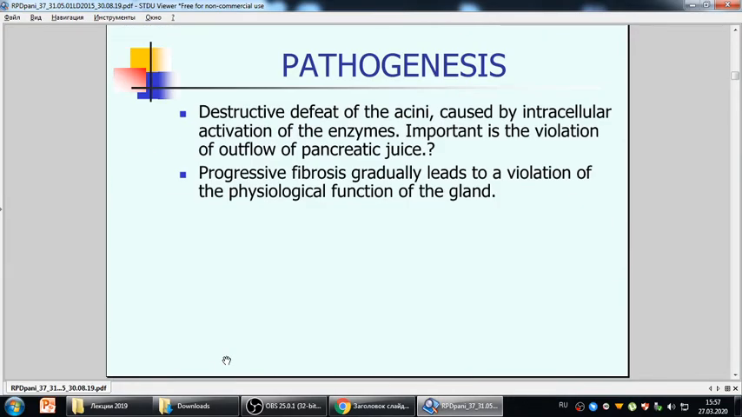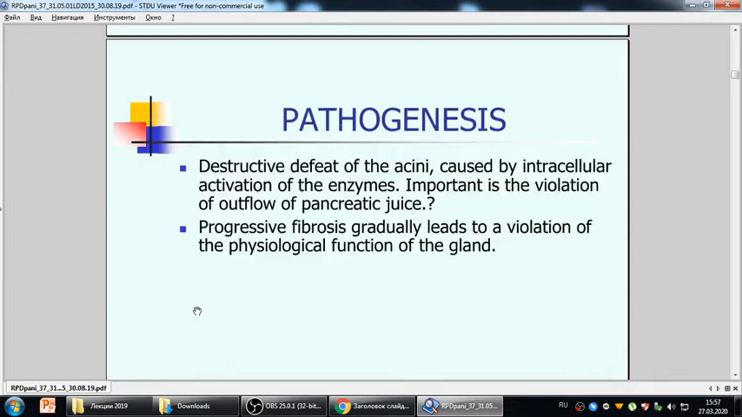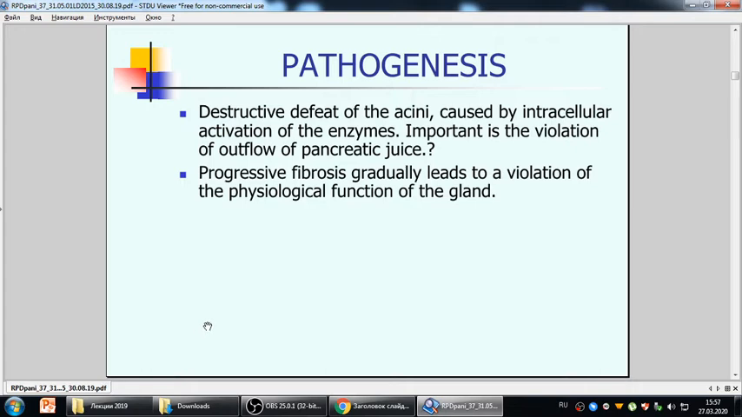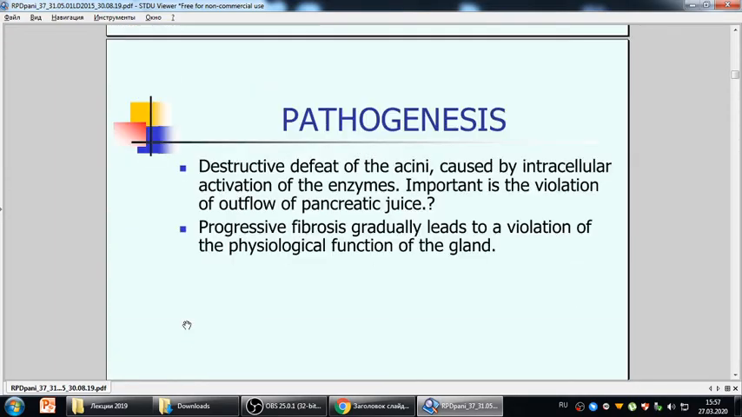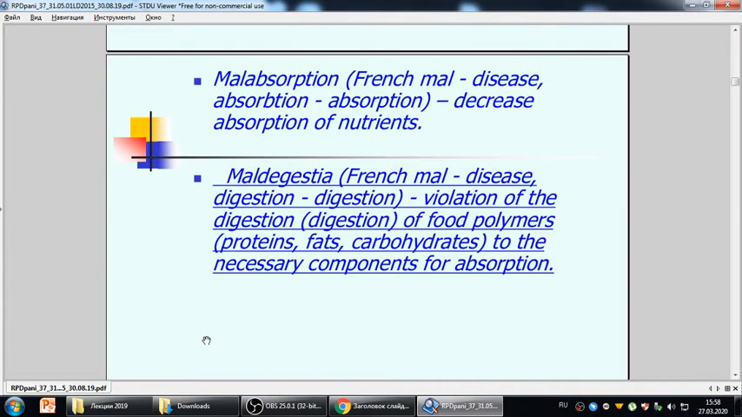In the pathogenesis of pancreatic damage lies destructive defeat of acini caused by intracellular activation of the enzymes, and as a result progressive fibrosis gradually leads to a violation of the physiological function of the gland. The pancreatic gland has a very large compensatory phase, and even until damage of 90% of the pancreas it may be non-clinical. After damage of more than 90%, clinical pancreatic insufficiency may develop.